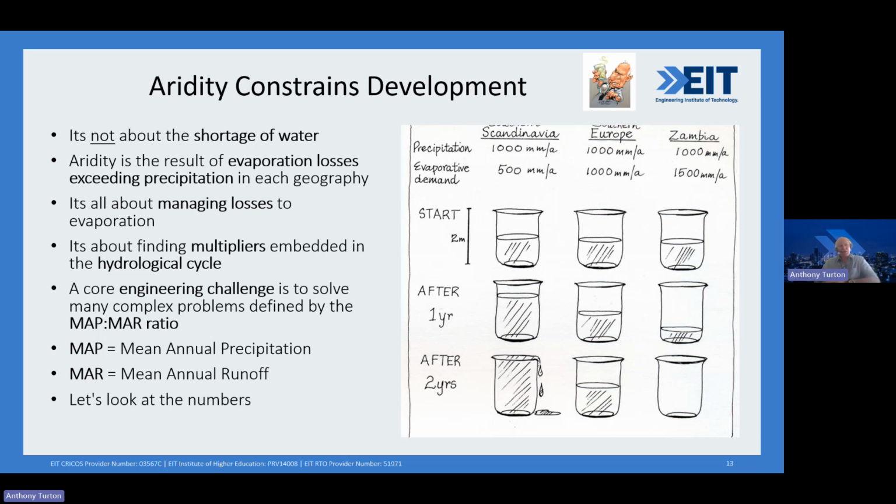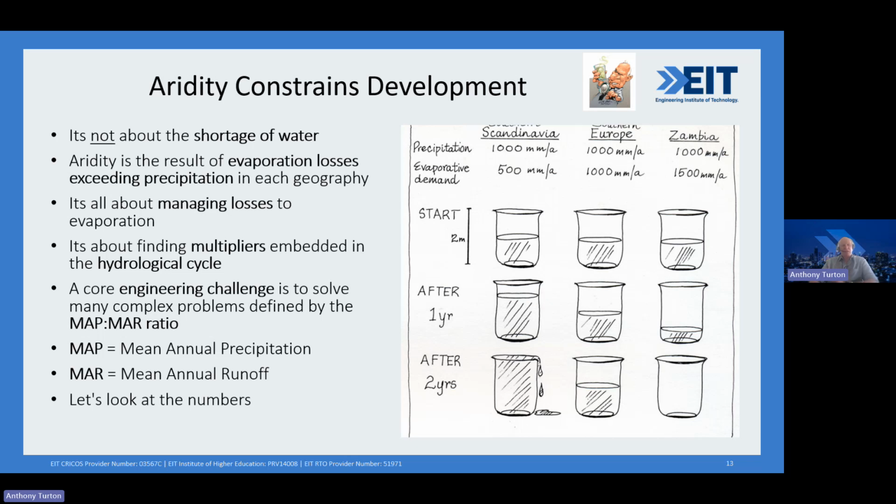But now look at Zambia, and this could be Australia, it could be any other arid part of the world, because your precipitation is smaller than evaporative demand, your tank at the end of the first year is now only a quarter full. And after 2 years, we see a stark difference. After 2 years, we see in the case of Scandinavia, the tank overflows with water. In the middle, Southern Europe, you see it's remained stable. So even though it's arid, it's stable.